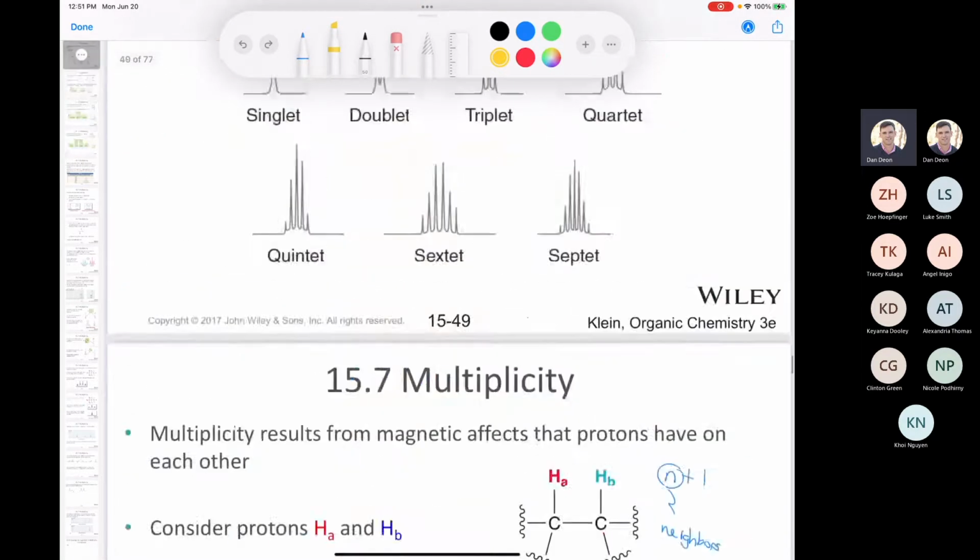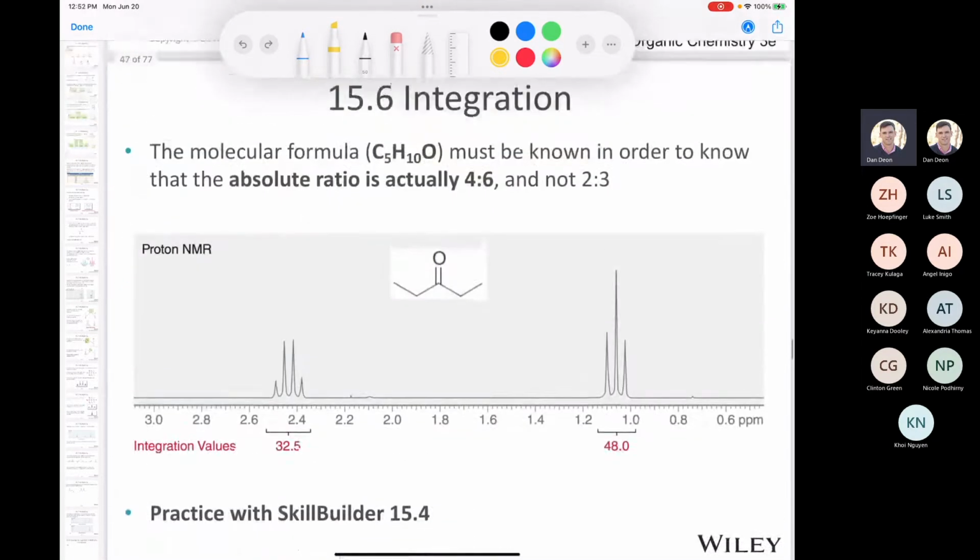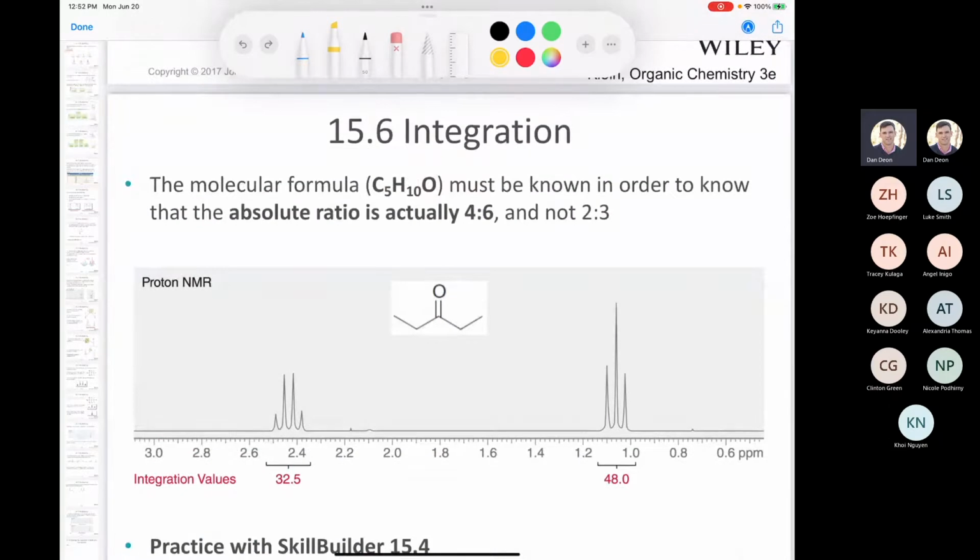Let's go back and look at a spectrum that we saw earlier today, something kind of simple like this one here. Remember that we said this signal right here, this quartet, the integration told us represented a total of 4 protons. And we said that this triplet represented a total of 6 protons.